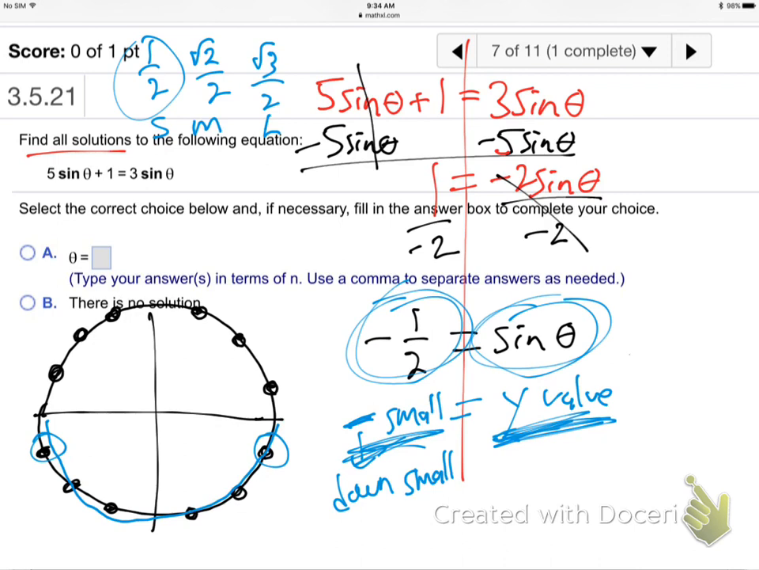Okay, so what are those 2 spots? Well, this is 0, and it's also 360. So this is 330, right? It's just 30 below 360. Is that good? This is 180 in the middle, so this is what, 210? 30 more than 180. Good on that. So 210 and 330.